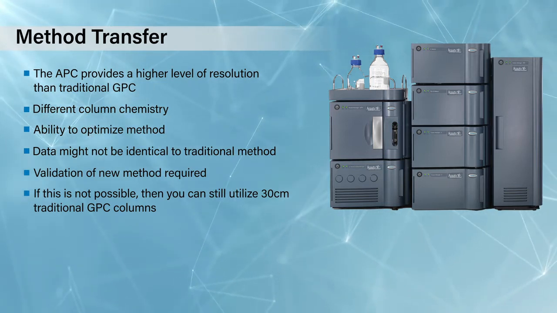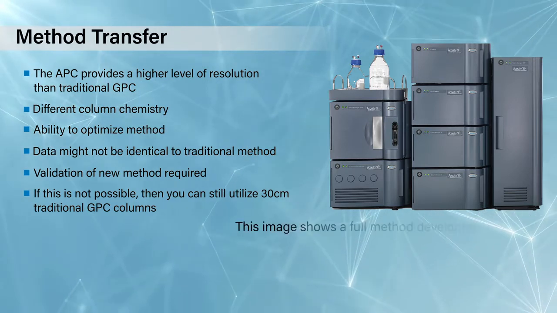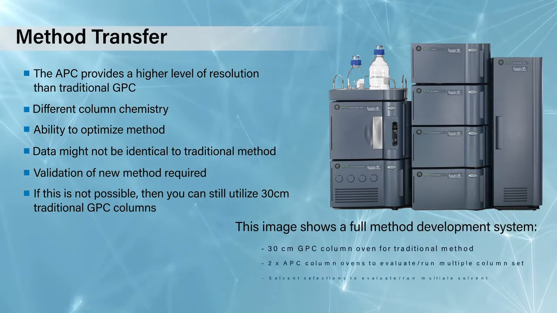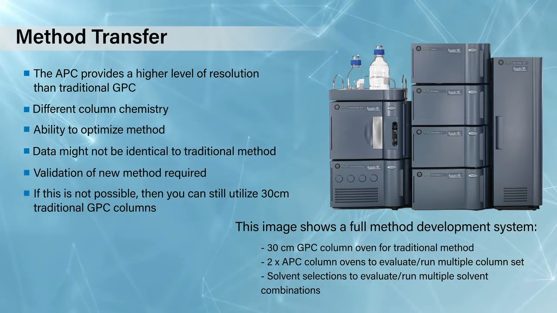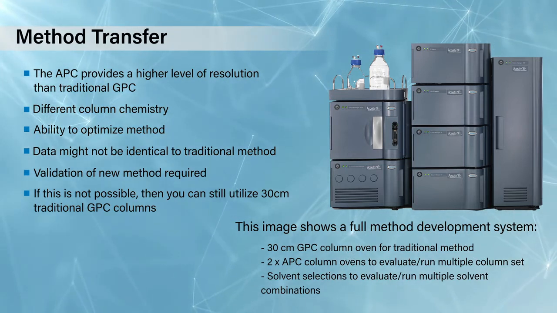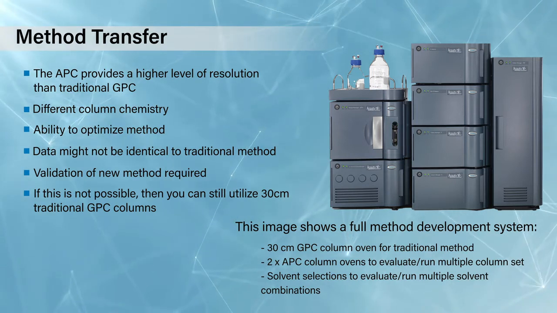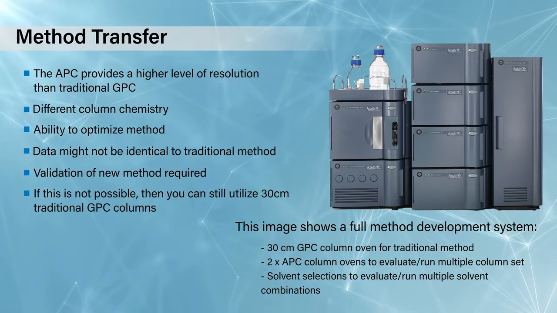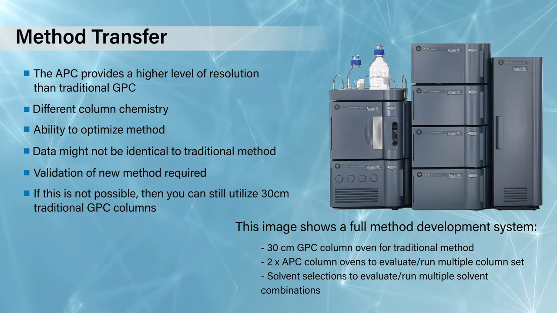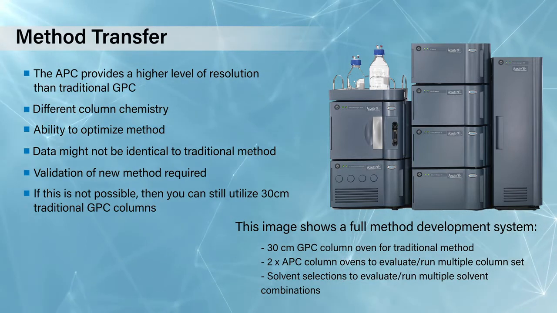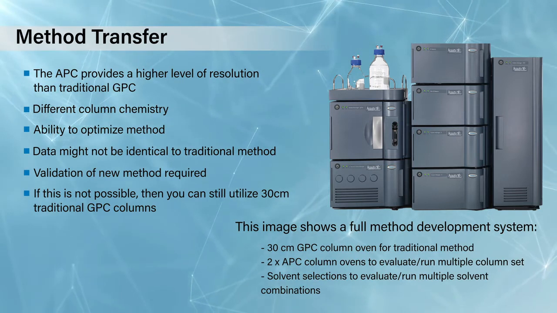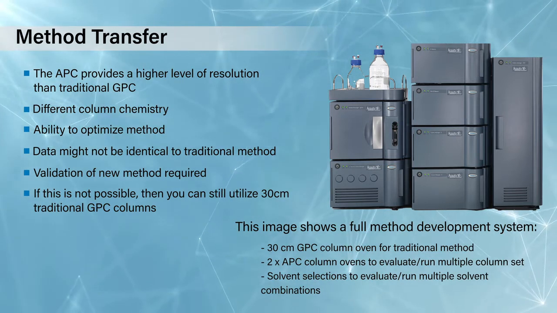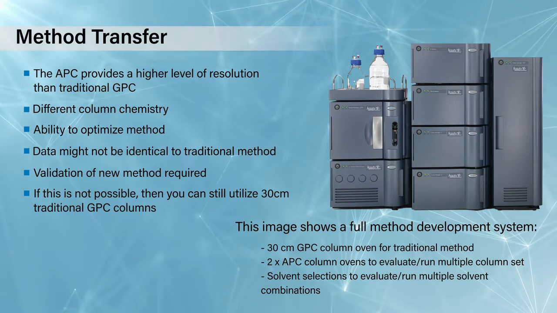On the screen now, you can see a full method development system where you have your APC system, and you have multiple column compartments that will house different sets for APC, but also another column compartment which will house traditional GPC columns. In this system, we also have solvent selection valves to enable you to use all of these different combinations as you need in your laboratory.